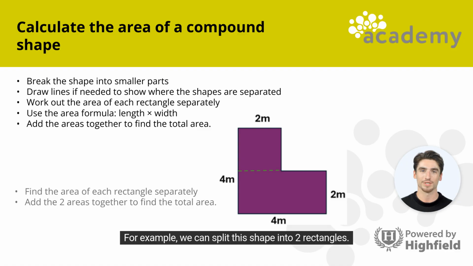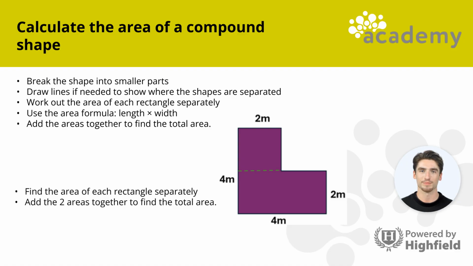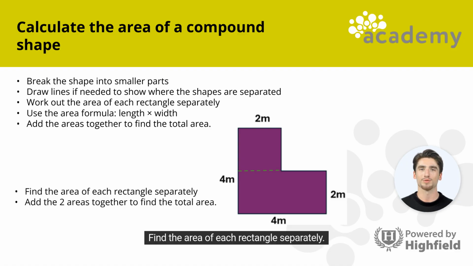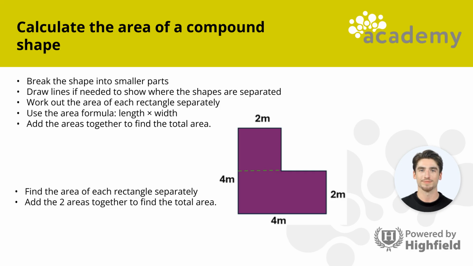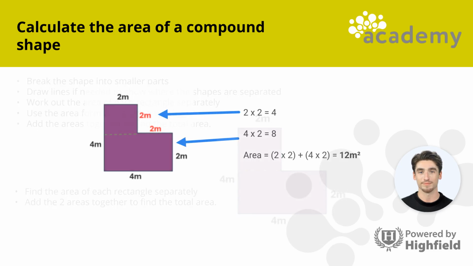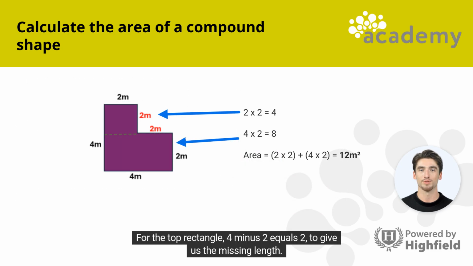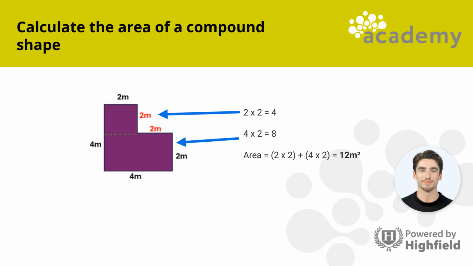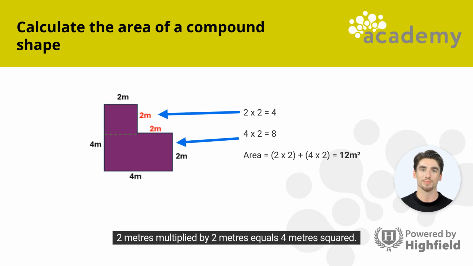For example, we can split this shape into 2 rectangles. Find the area of each rectangle separately. Then, add the 2 areas together to find the total area. For the top rectangle, 4 minus 2 equals 2 to give us the missing length. 2 meters multiplied by 2 meters equals 4 meters squared.